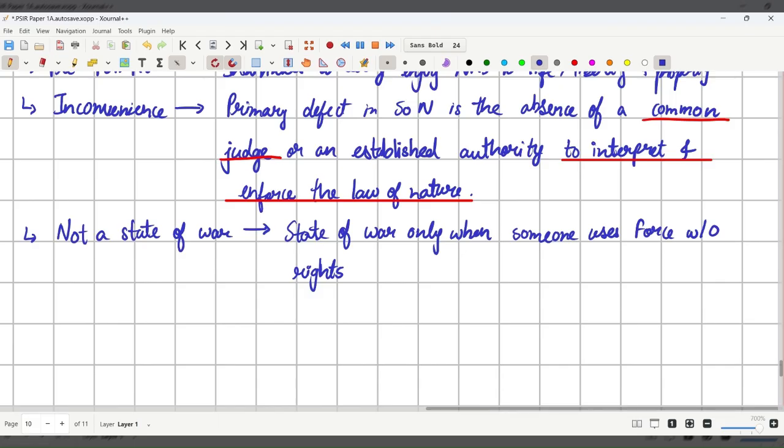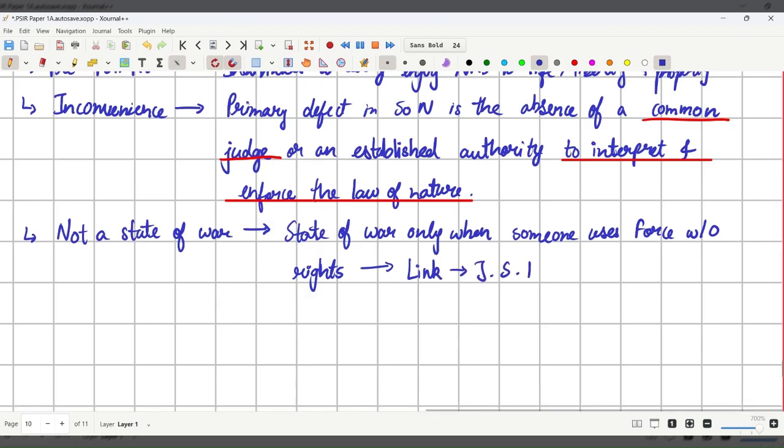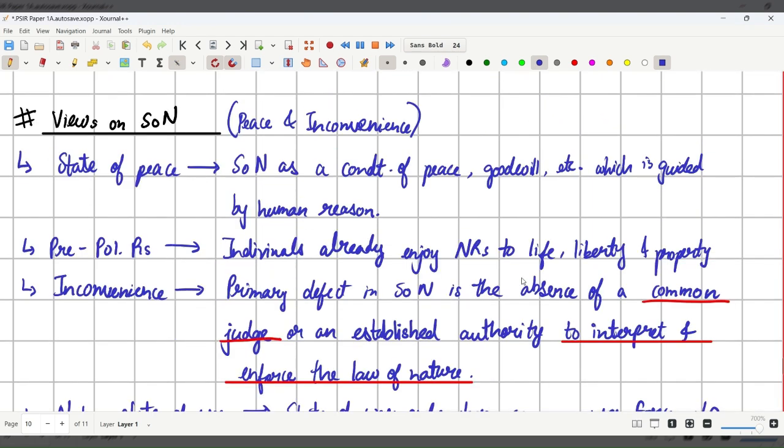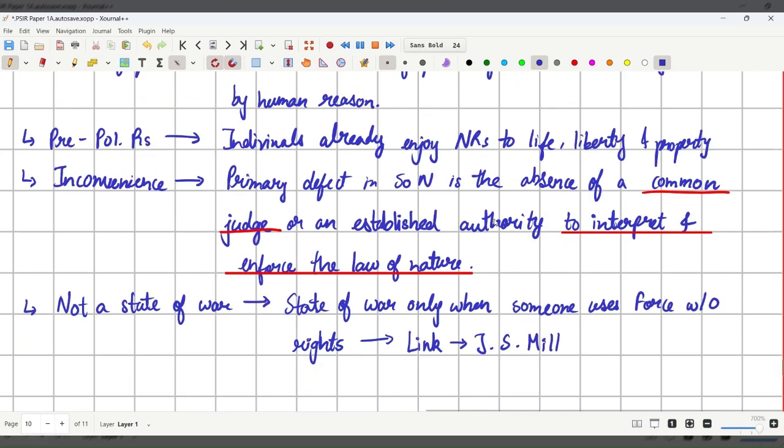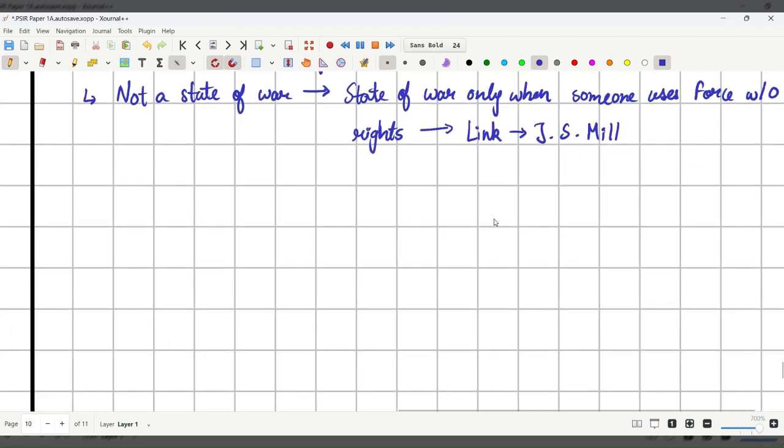Okay. So basically, you can here also link J.S. Mill's famous quote, or it is attributed to him, that my right ends where your nose begins. Which we will read in J.S. Mill as well. So his views on the state of nature and his views on human nature are over. After this, we will read about why Locke is an individualist as a whole.